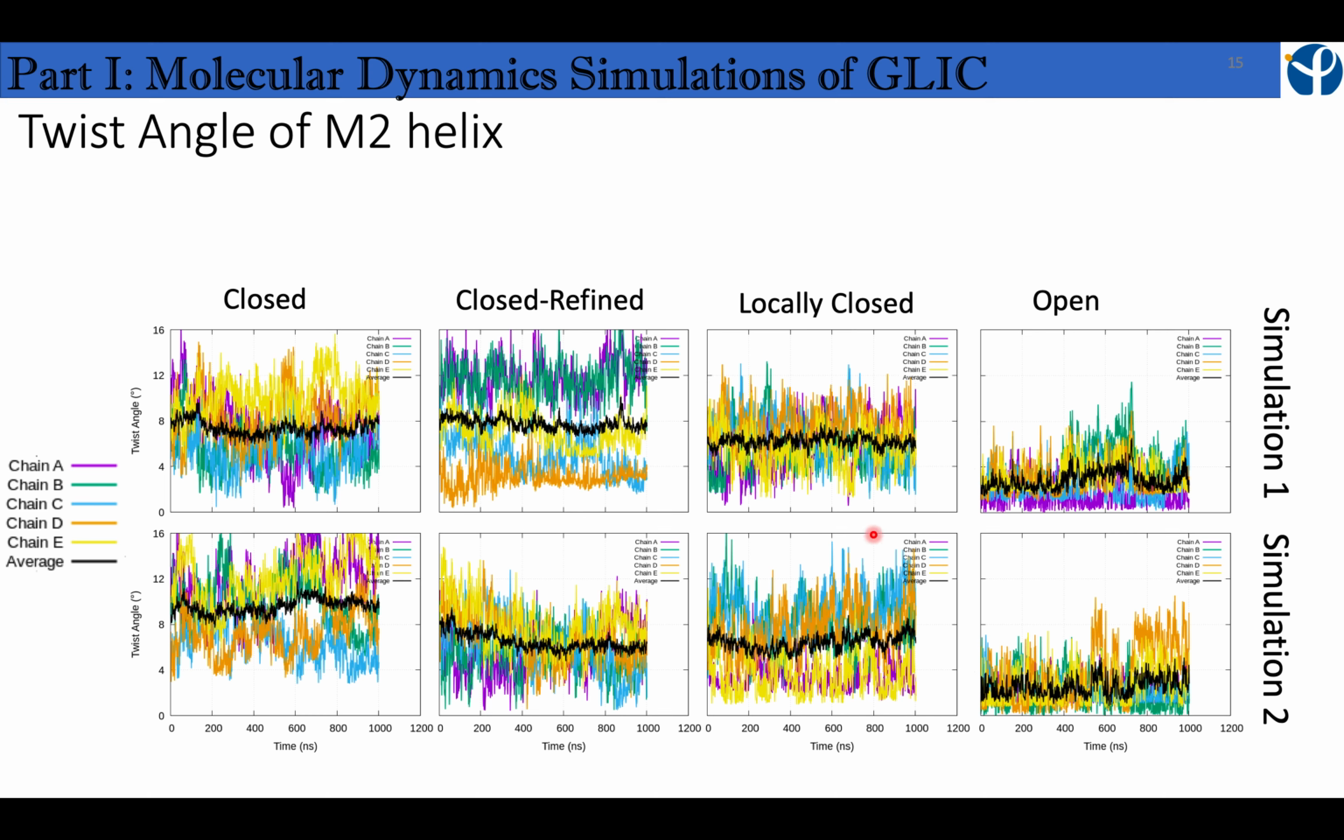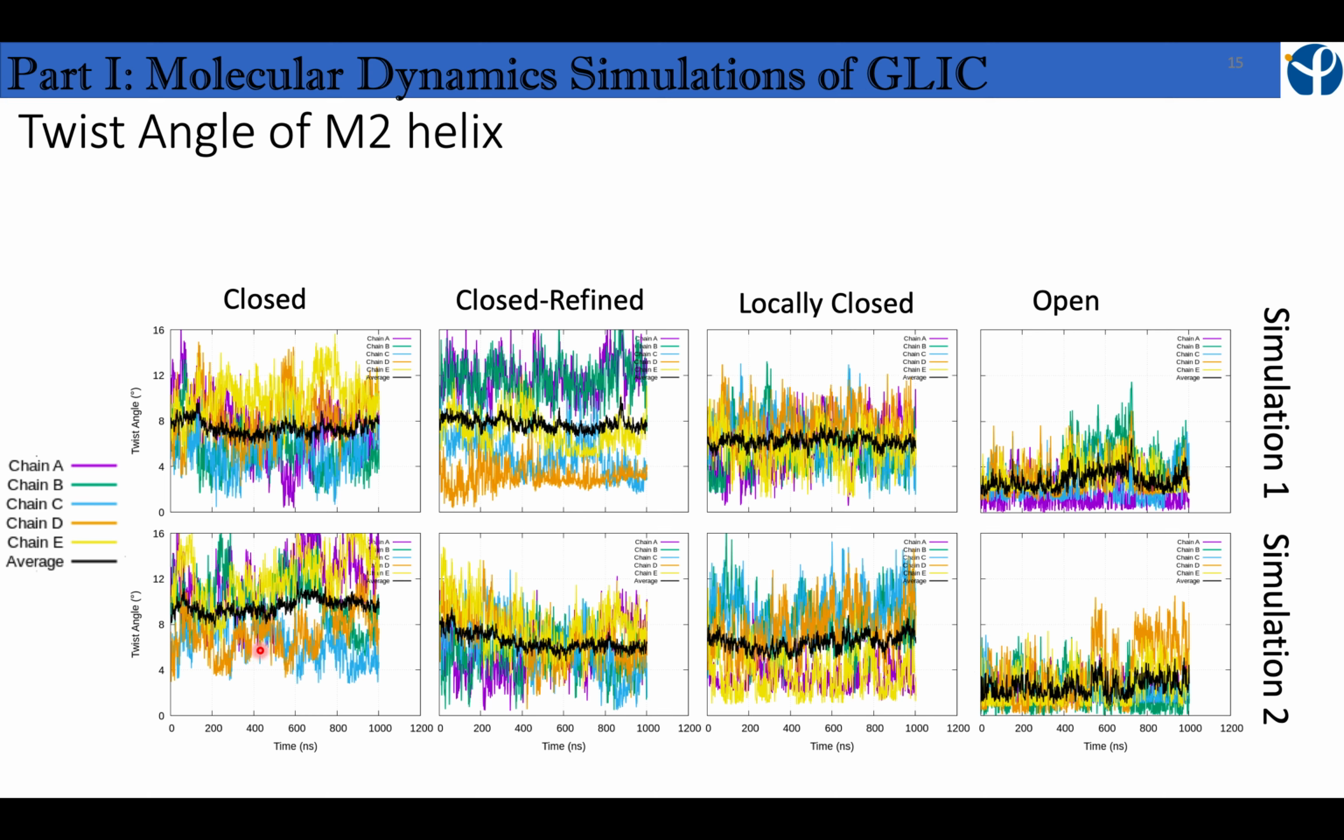What about the locally closed state? You can see that in the first simulation of the locally closed state we don't see a significant change, but in the refined structure we can see that the twist angle of some M2 helices, I think it's in chain D and chain C, approaches the open state, but again the change is in particular subunits, not in all. And here also you can see a reduction and stabilization.